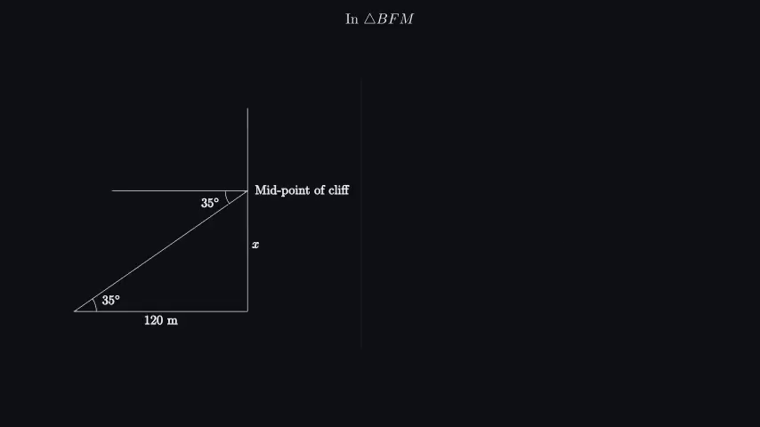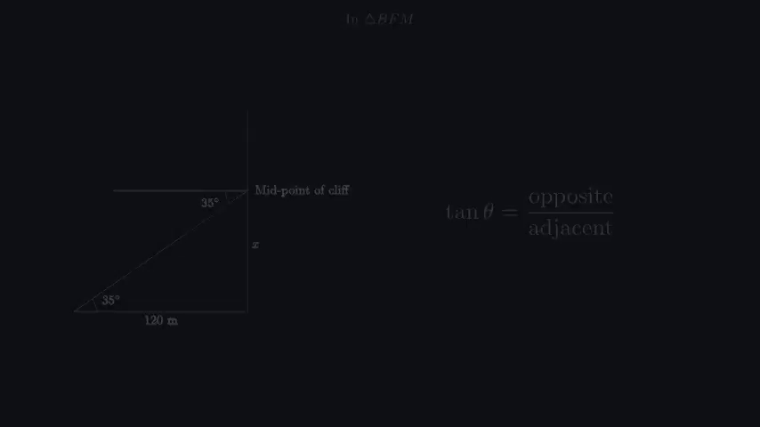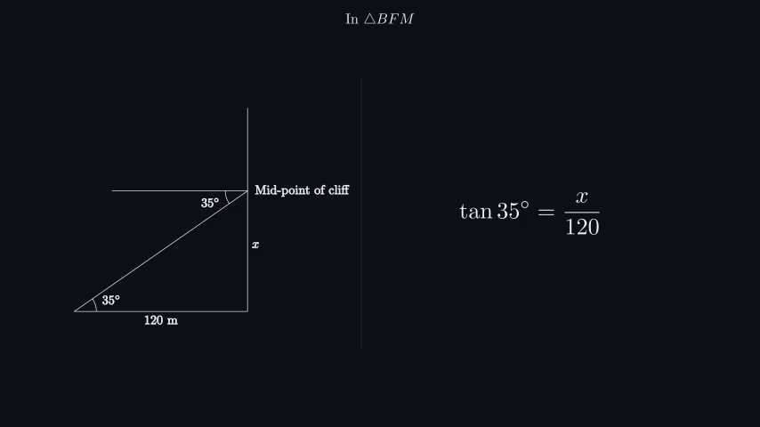From triangle BFM, we use tangent because we know the adjacent side and we want the opposite side. With respect to the 35 degrees angle, x is the opposite side and 120 is the adjacent side. So we write tan of 35 degrees equals x over 120.